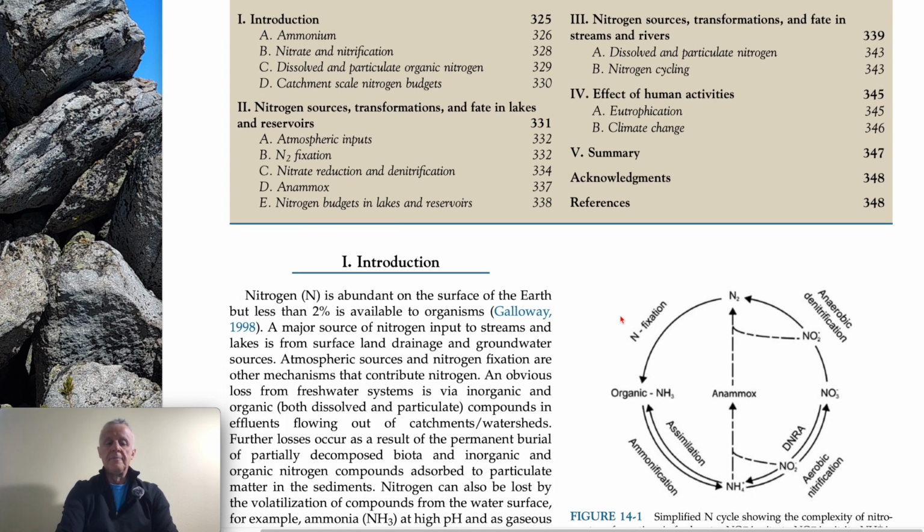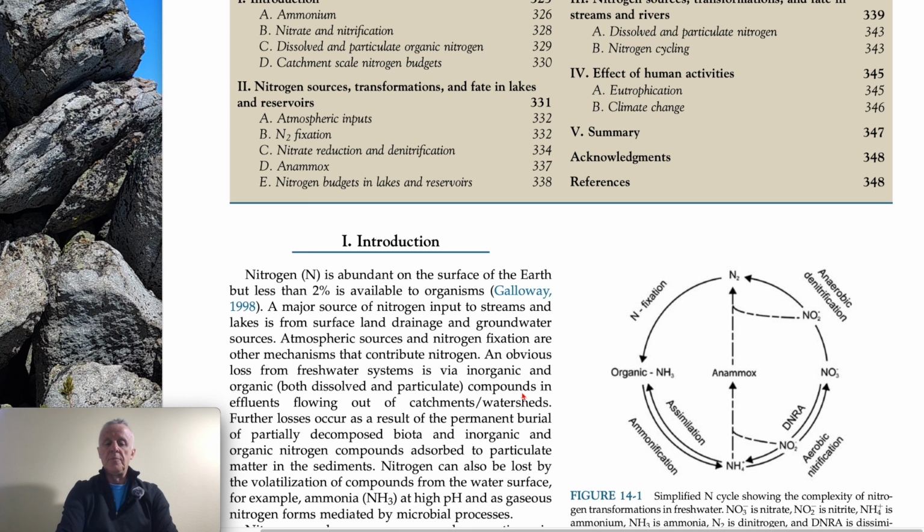Nitrogen, or N, is abundant on the surface of the Earth, but less than 2% is available to organisms. A major source of nitrogen input to streams and lakes is from surface land drainage and groundwater sources. Atmospheric sources and nitrogen fixation are other mechanisms that contribute nitrogen. An obvious loss from freshwater systems is via inorganic and organic, both dissolved and particulate, compounds in effluents flowing out of catchments, watersheds.